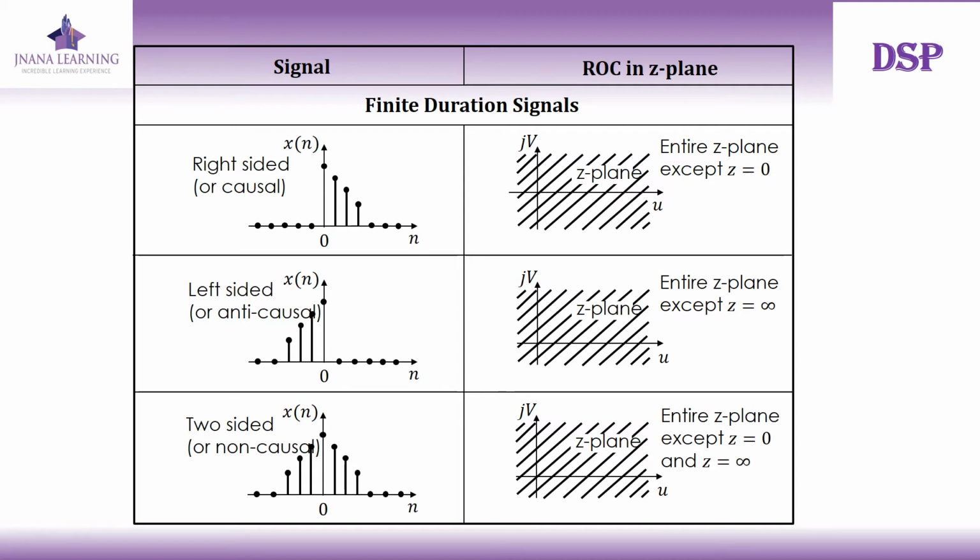Clear? And if it is a left-sided or anti-causal sequence, then the ROC will be the entire Z plane except z equal to infinity. And if x of n is a two-sided sequence, then the ROC is the entire Z plane except at z equal to 0 and z equal to infinity. So that is the case for finite duration signals.